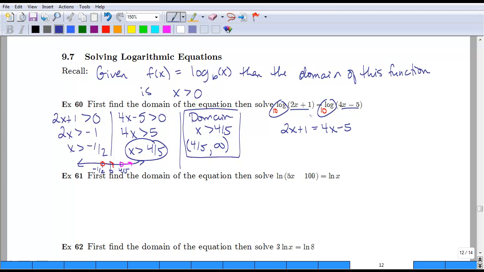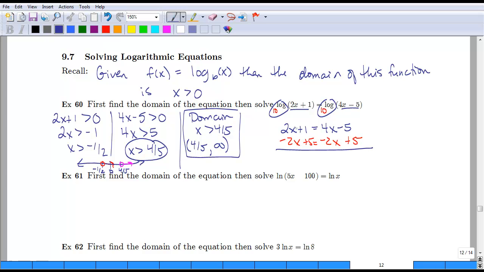We can simply set their internal functions equal. So in this case, we have 2x plus 1 is equal to 4x minus 5. To solve this, I'm going to subtract the 2x from both sides to get the x's by themselves, and I'm going to add the 5 to both sides to get the constants by themselves.